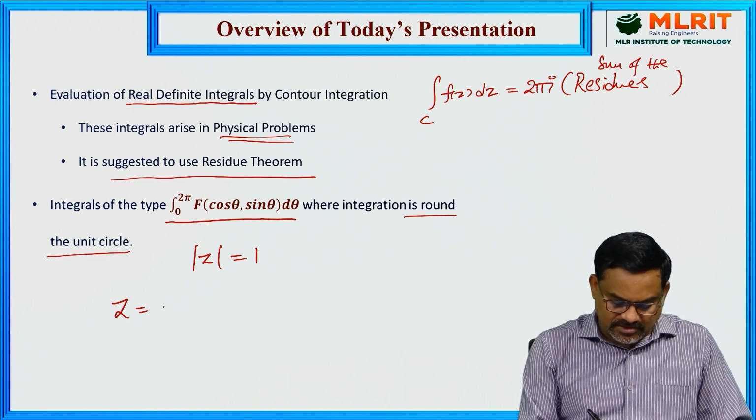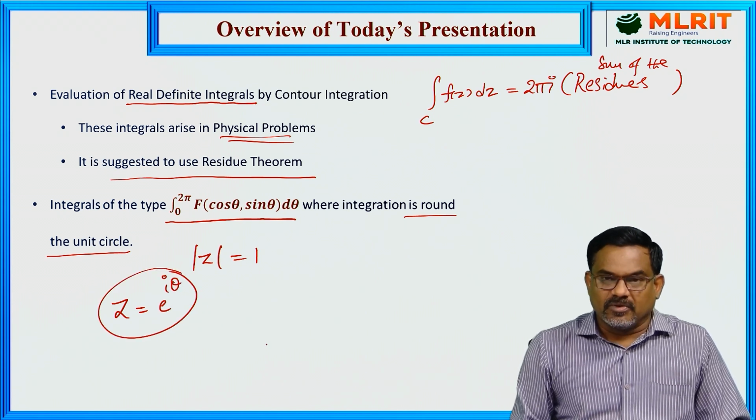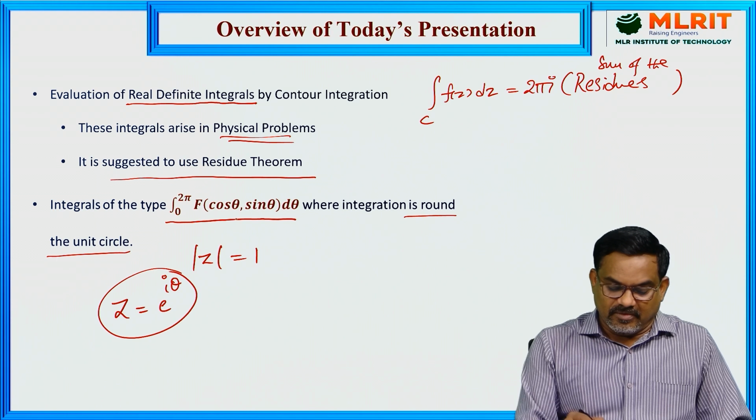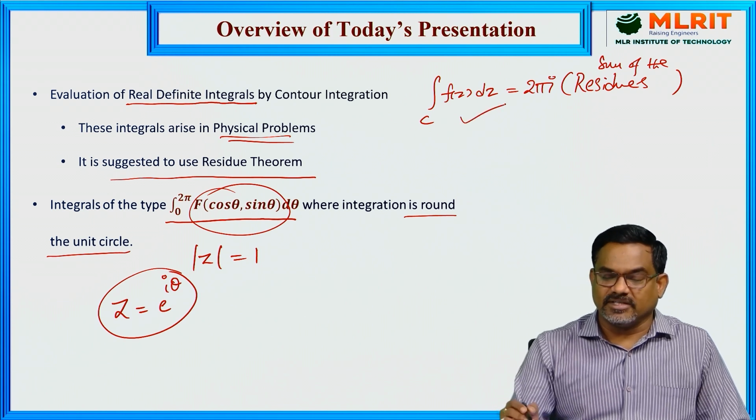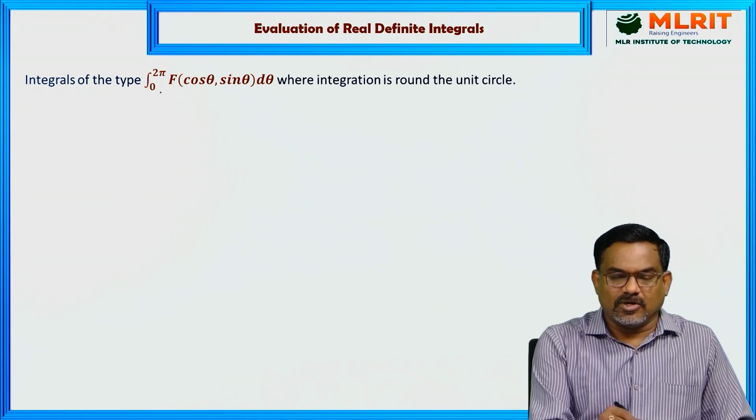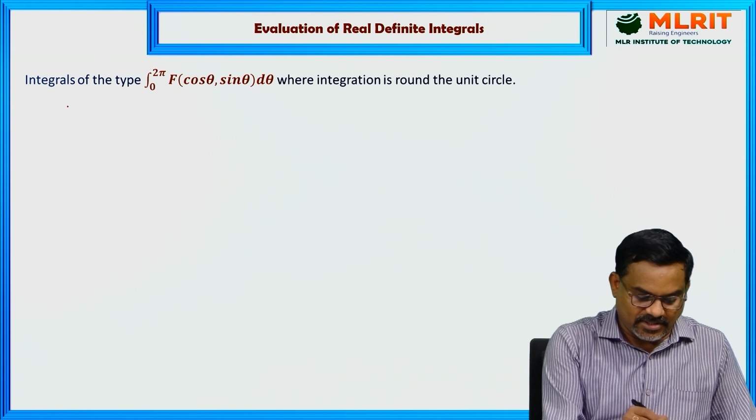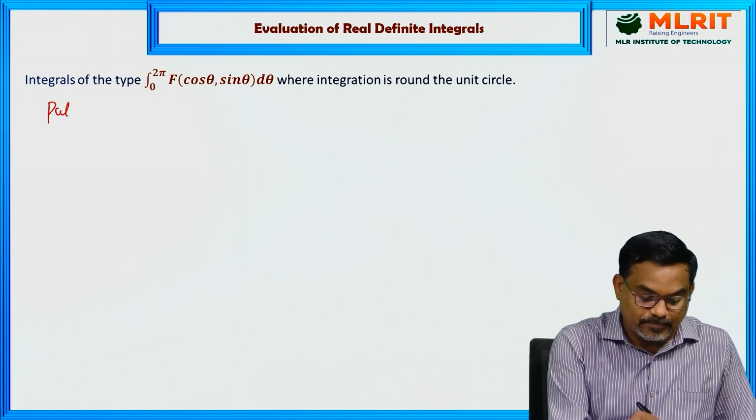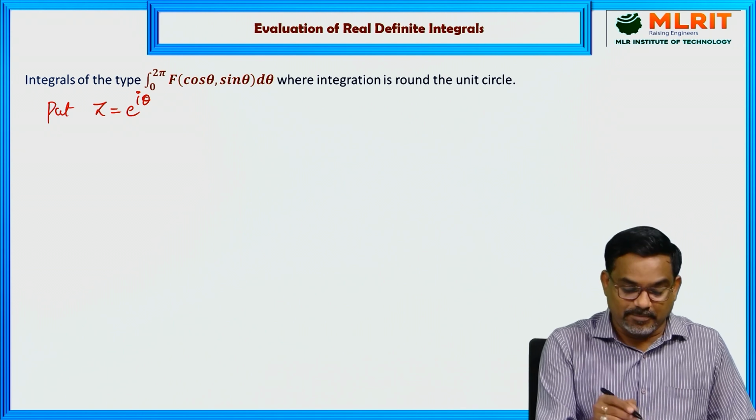So, here the procedure is, we consider z equal to e power i theta, and using this transformation we transform the given function from theta to z, and then we find the residues, and using the residue theorem we can evaluate the line integral. So, for integrals of the type 0 to 2 pi f of cos theta, sin theta d theta, where integration is around the unit circle, the method is: put z equal to e power i theta.